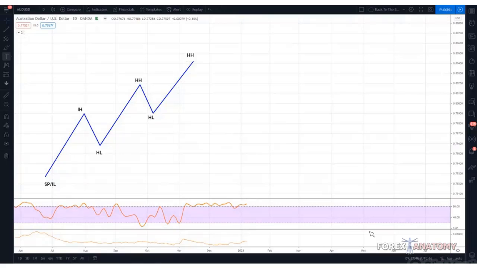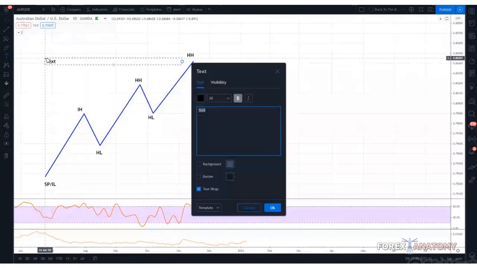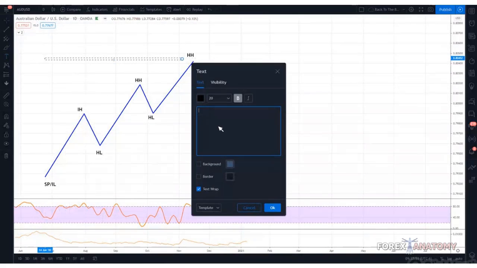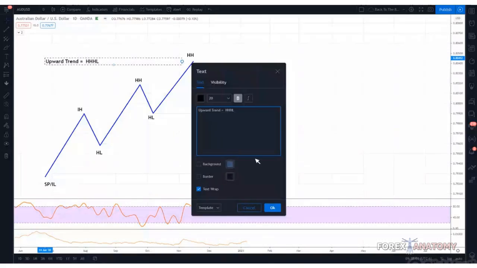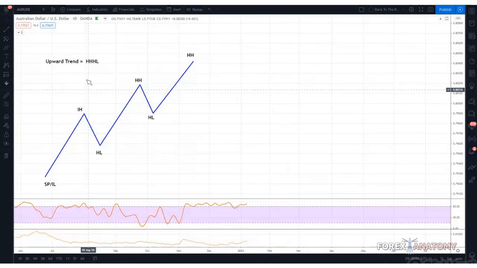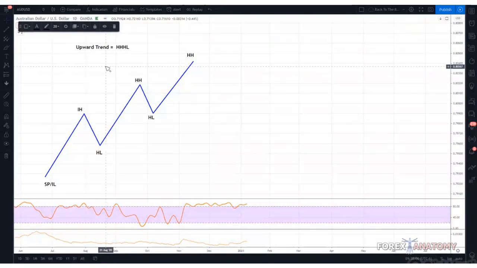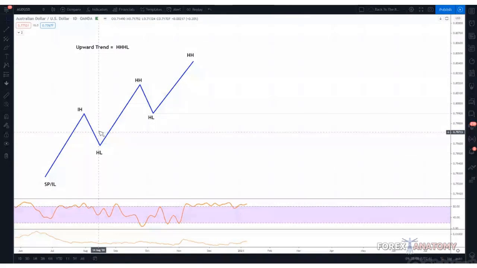And an acronym that we use for an upward trend, let me just bring this here. Upward trend equals HHHL, which stands for higher highs and higher lows. This is what we will always see in an upward trend. We will see it consecutively. We will always see higher highs and higher lows.